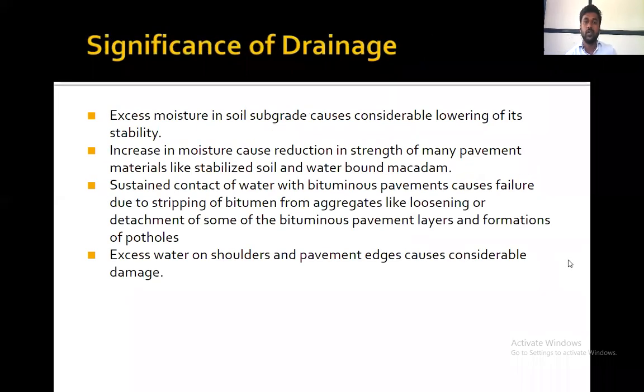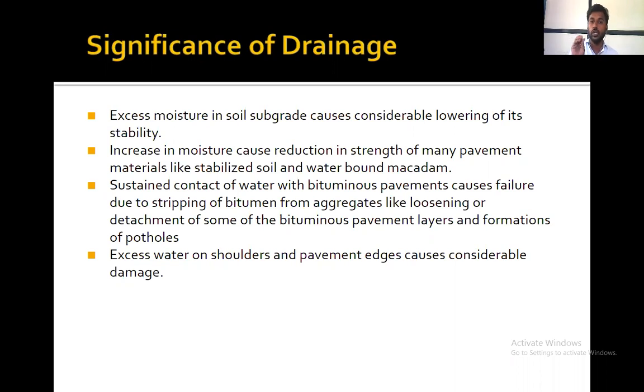Then what is the significance of the drainage system? The excess moisture present in the soil causes a considerable lowering of its stability. Whatever the soil layers present there, the moisture will affect the stability of that particular layer. So it is important to drain out the water which is coming into that layer.